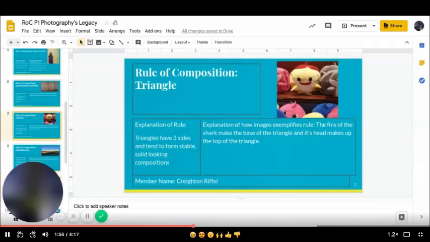Rule of composition, triangles. Triangles have three sides and tend to form stable, solid-looking compositions. The fins of the shark make the base of the triangle, and its head makes up the top of the triangle.